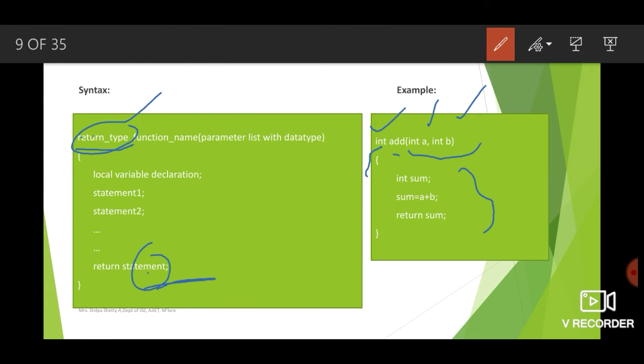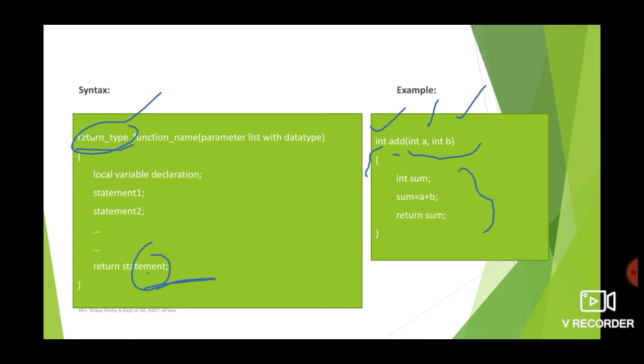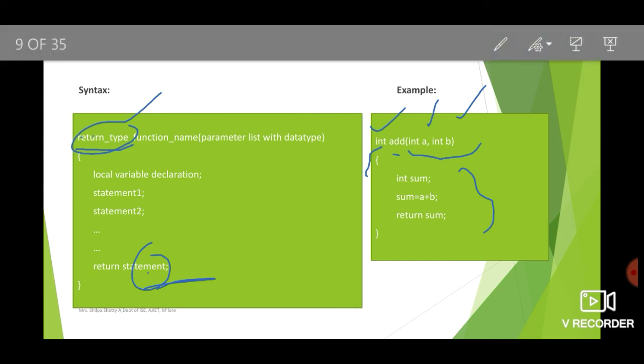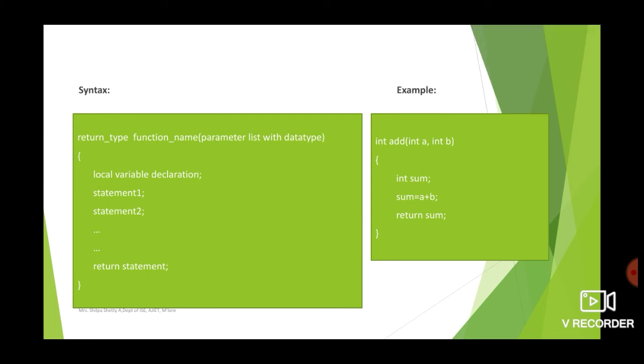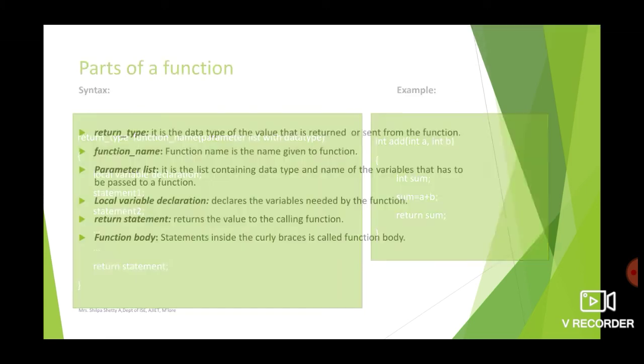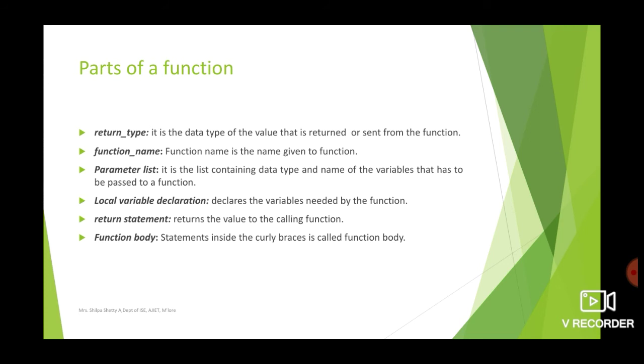So return sum. Once we perform all the tasks of the function, we need to return the result, and the result is stored in sum. So we write return sum. Here return is a keyword that is provided by C. So this is nothing but the definition of the function. So in the definition of the function, let us see the different parts.